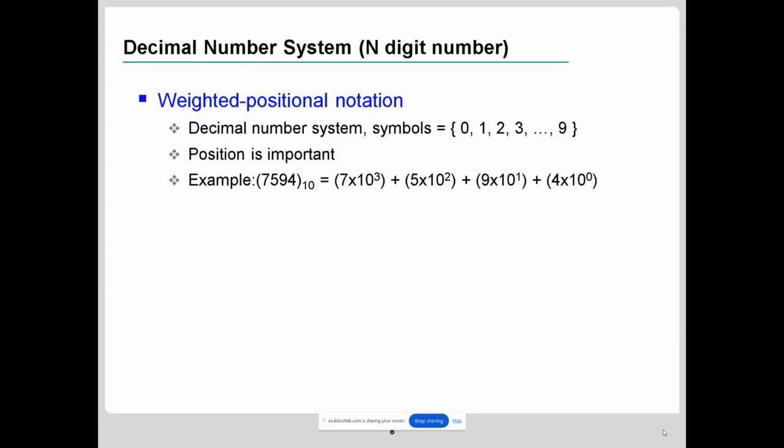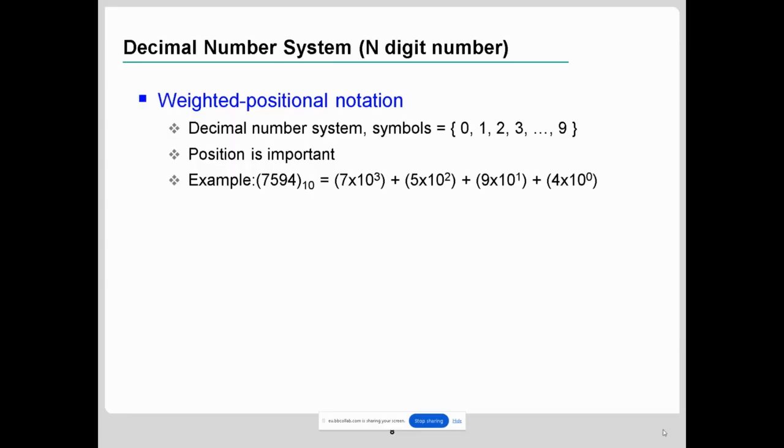7 multiplied by 10 raised to the power 3 is 7,000. So it is 7,000 plus 5 multiplied by 10 raised to the power 2, which is 500, plus 9 multiplied by 10 raised to the power 1, which is 90, plus 4 multiplied by 10 raised to the power 0, which is 1, and it is actually 7594. Got it? Okay, so now we have a weight.